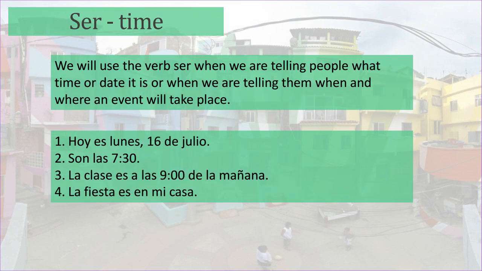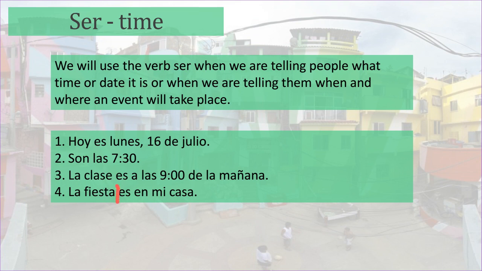Okay, here I have several examples showing how to use the verb ser when you want to talk about time. Hoy es lunes 16 de julio. Today is Monday, the 16th of July. Son las 7:30. It is 7:30. La clase es a las 9 de la mañana. The class is at 9 in the morning. La fiesta es en mi casa. The party is in my house.